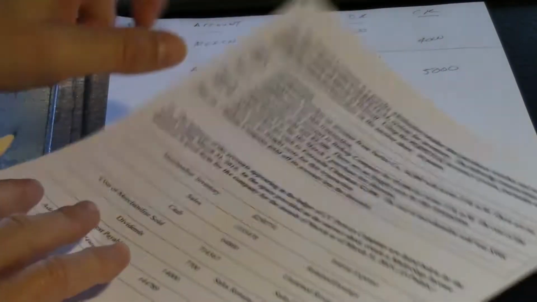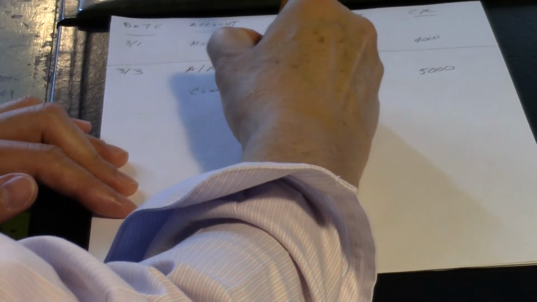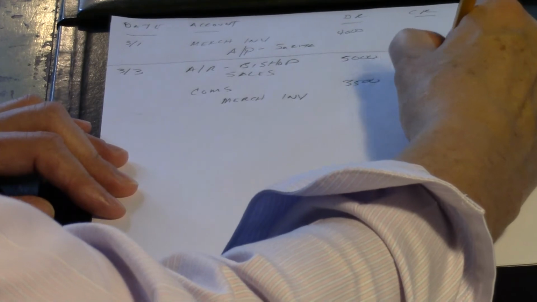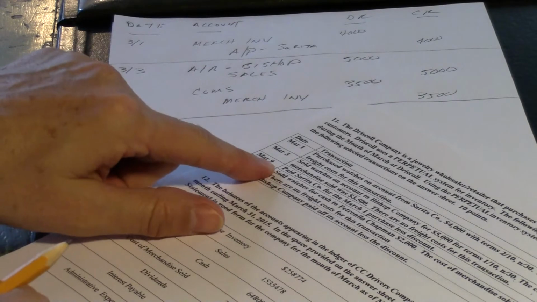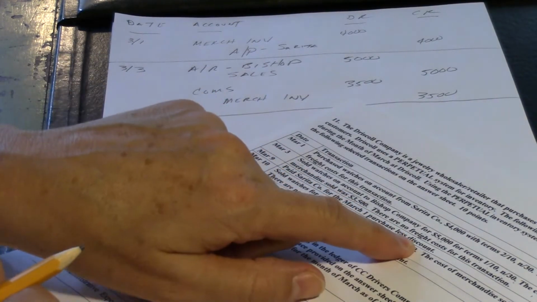And now we got to reduce our inventory. It told us the cost of merchandise sold was $3,500. And of course, that came out of our inventory. We've reduced our inventory, and it tells us $3,500. That transaction's done. Next, on March 9th, we paid Sarita for the March purchase less discount.